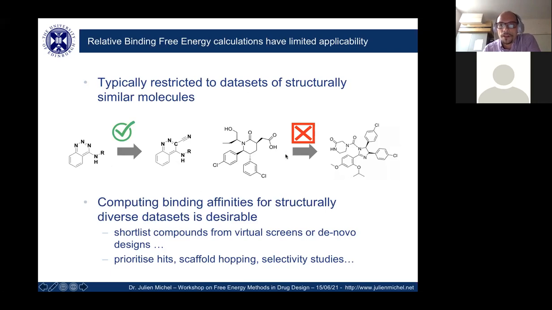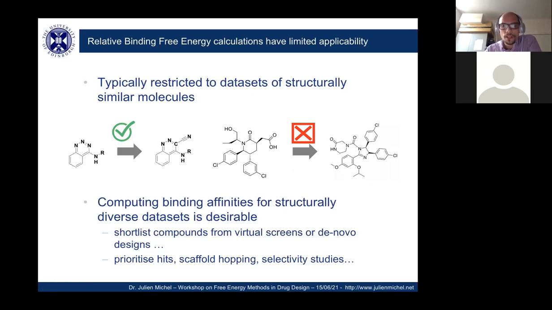But if the question you ask is, I've got this molecule, would this one be a bit better or worse? It's slightly more difficult to tackle that with relative binding free energy methodology, and it's got to do with things like being able to map molecules that have very different topologies. So in a way, it would be much simpler if we could just directly ask for any kind of molecule the question, what is the free energy of binding of this or that, and then use that to rank molecules.